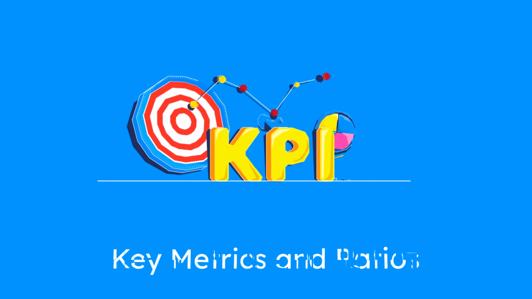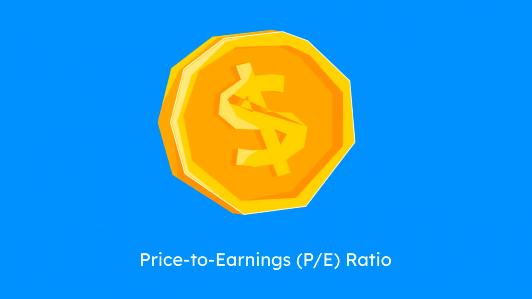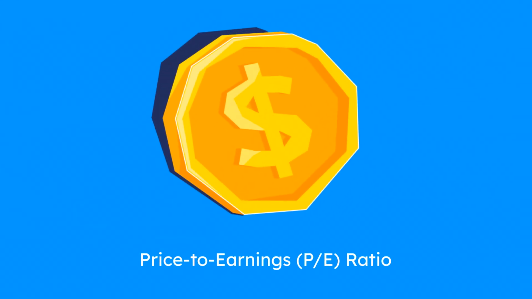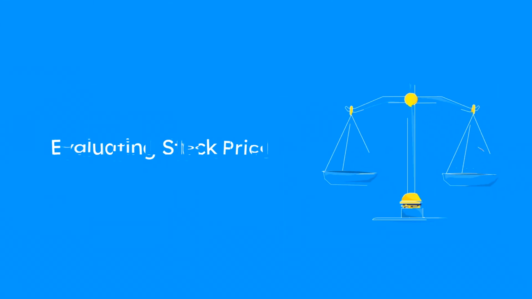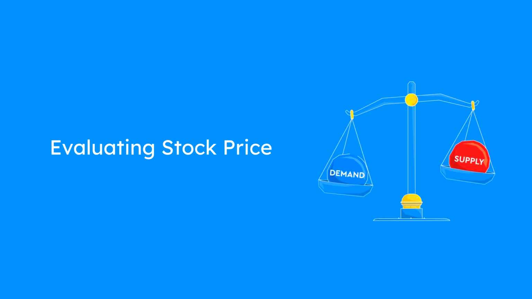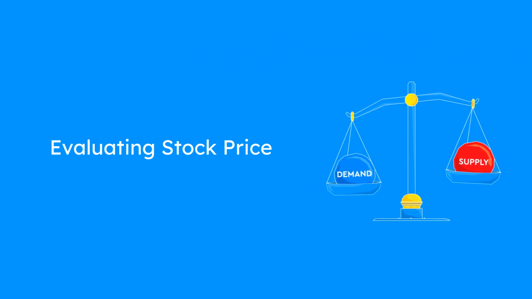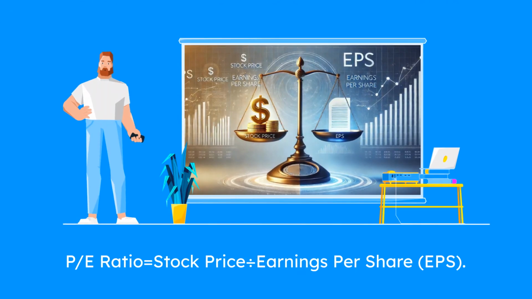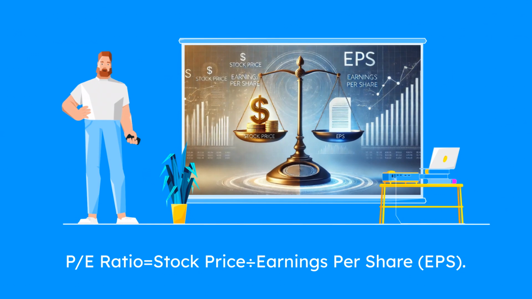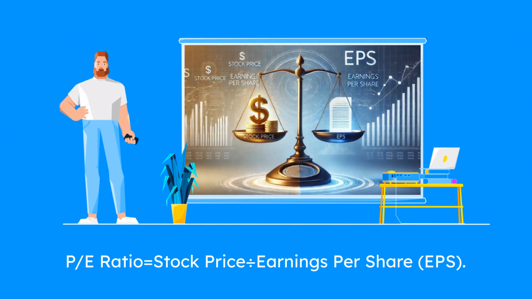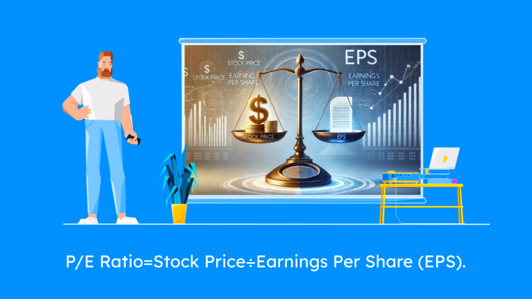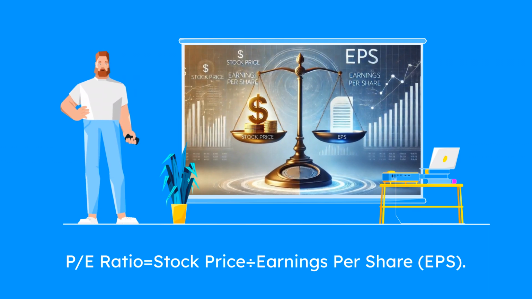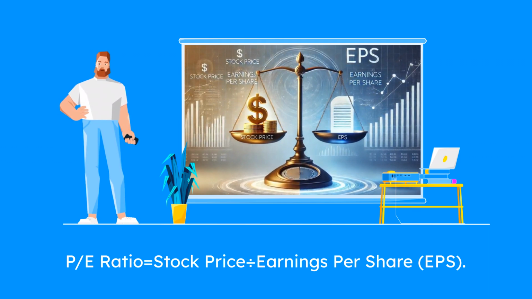Key metrics and ratios. First is the price to earnings. The price to earnings, PE, ratio tells us how much investors are willing to pay for $1 of a company's earnings. It's a simple way to measure whether a stock is overpriced or a potential bargain. PE ratio equals stock price divided by earnings per share. If a stock price is $50 and the EPS is $5, the PE ratio is 10. This means investors are paying $10 for every $1 the company earns.